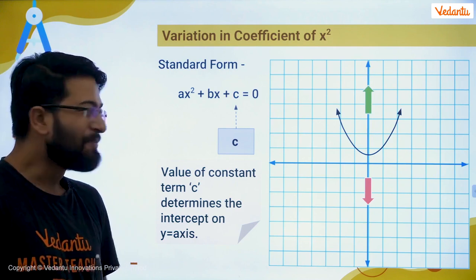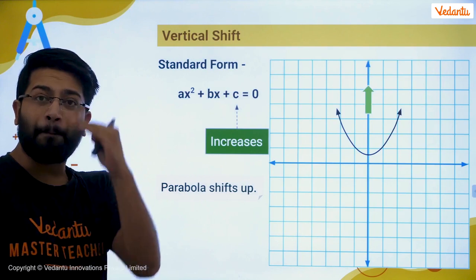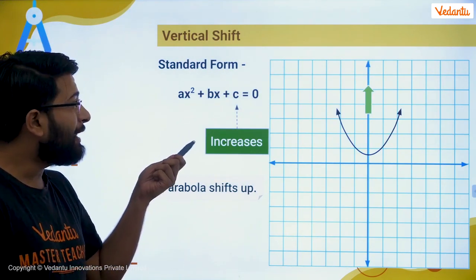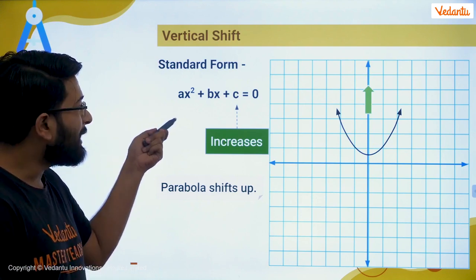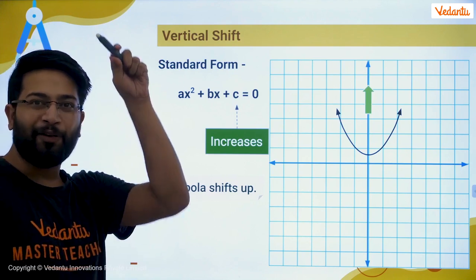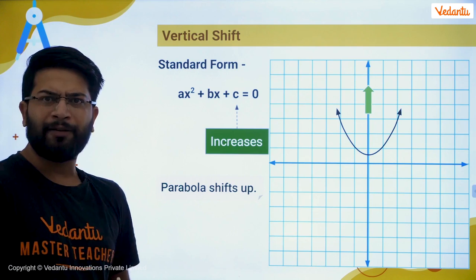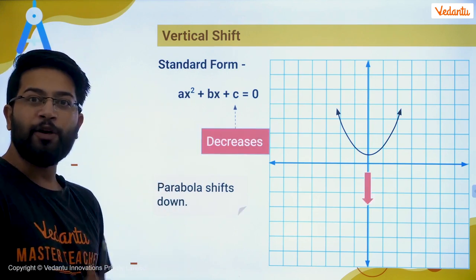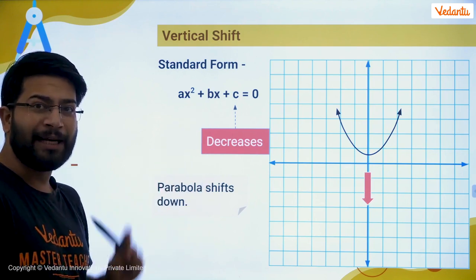Easy peasy? Very good. Now, champ, what if we shift the curve upward or downward, left or right? If I shift my curve in the upward direction, the value of c will increase, because as we go up, the value of y increases, and c is nothing but the y-intercept of the curve. So the value of c will increase, and if we go down, the value of c will decrease. I hope it is clear.